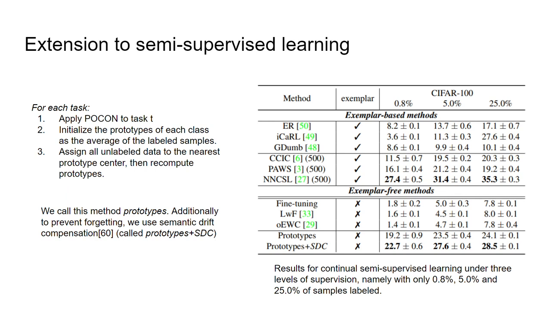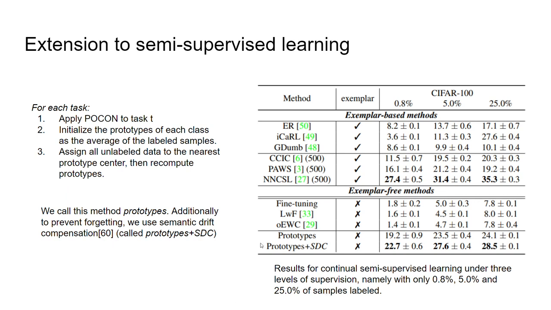Then at the end, for evaluation, we just use the distance to the prototypes to predict the class. We call this method prototypes, and to prevent forgetting, we also implement semantic drift compensation, which just corrects the drift of the prototypes after each task.